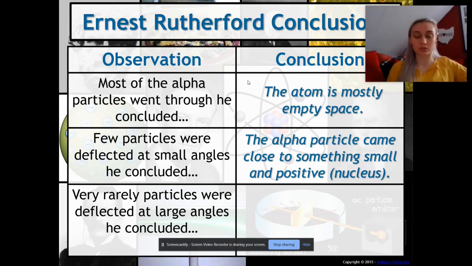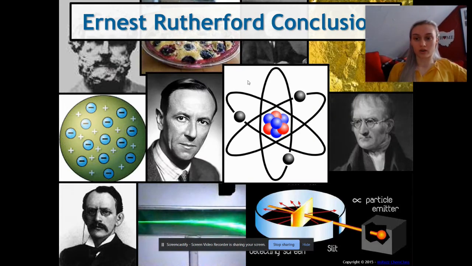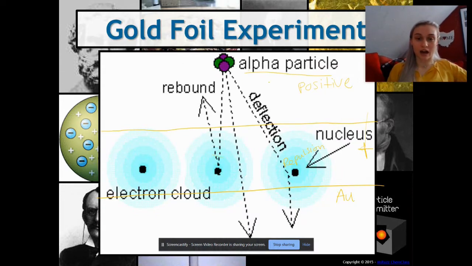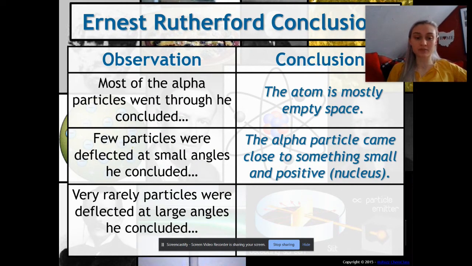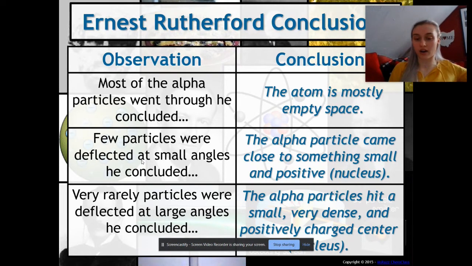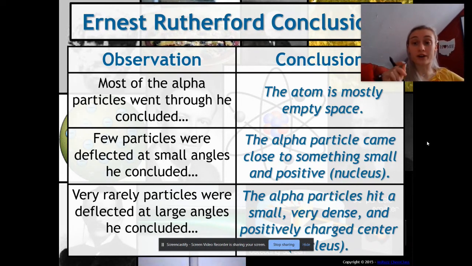His last observation was that particles were very rarely deflected completely back. Remember, I showed you that sometimes the alpha particle hit straight on to a nucleus and bounced back and rebounded. That's what this last observation is saying: he saw that, but it didn't happen too many times, but when it did, it didn't pass through. That's how he knows that the nuclei are very, very small, and very densely packed, but also positive.